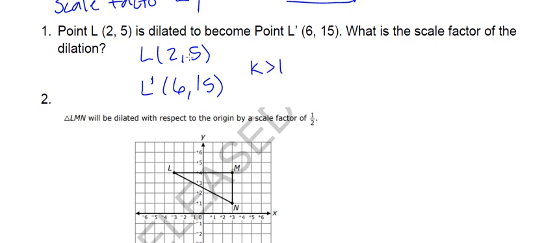So now I have to think, well, what number do I multiply 2 by to get 6? Well, I know that 2 multiplied by 3 is 6. Okay, well, let's check that scale factor. What is 5 multiplied by 3? It is indeed 15. So we know that our scale factor here is equal to 3.